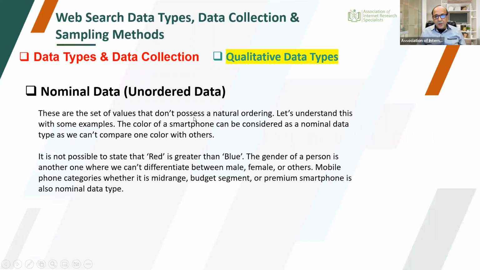These are the set values that don't possess a natural ordering. Let's understand. Okay, let's take an example of the color of a smartphone. One color is unique in its own way, because a blue cannot be green and green cannot be yellow. So they are given an attribute which is very specific and identifiable with that color only.